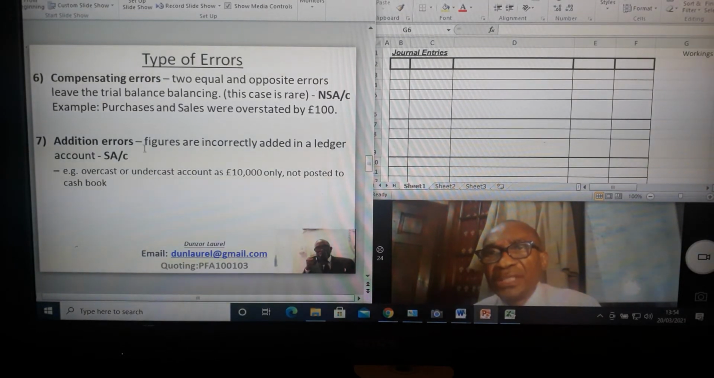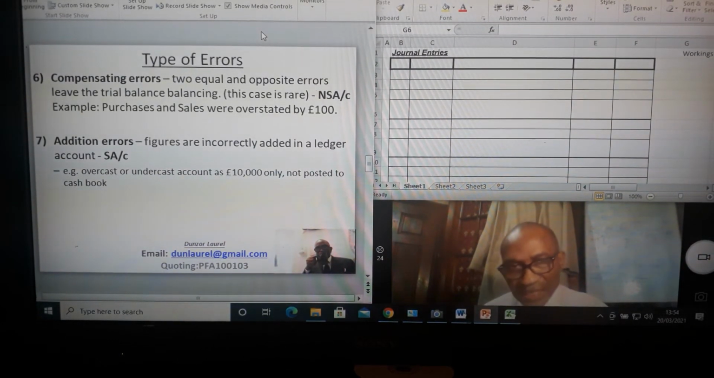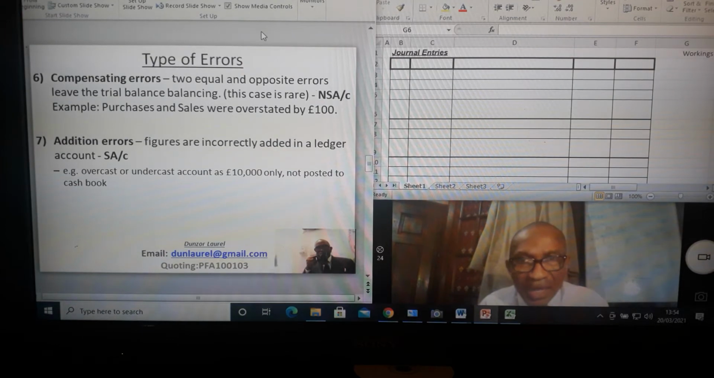Addition error is the one that we need a suspect account for. It's like when you issue checks, maybe loads of checks, say 50 checks to individual staff, and these checks are posted individually into the cash account. But to make posting quicker and easier, you batch up all the checks, and then you either undercast the total or overcast the total.